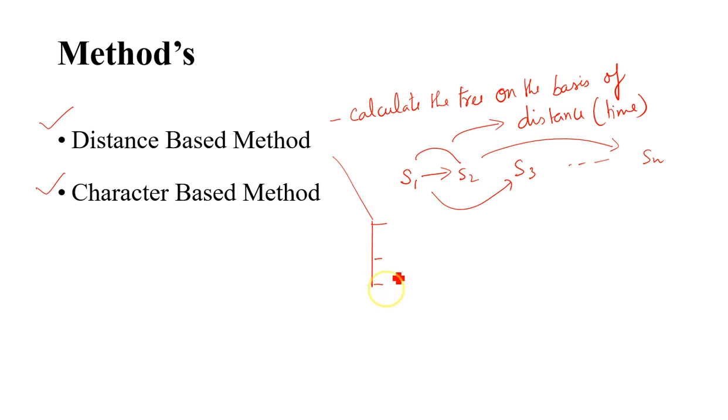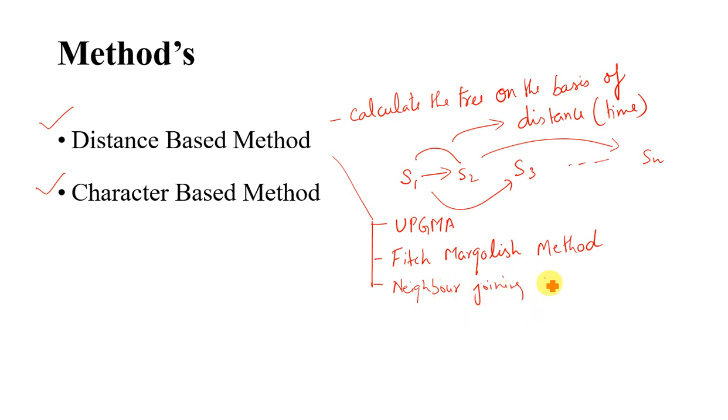There are three possible methods for the distance based method. The first method is the UPGMA method. The second method is the Fitch-Margoliash method. And the third method is the neighbor joining method. So these three methods are all part of the distance based method.